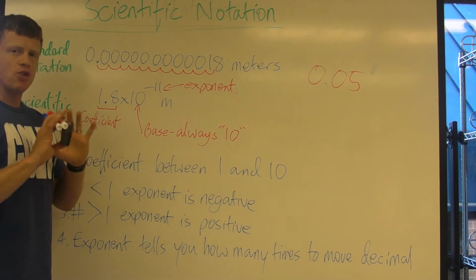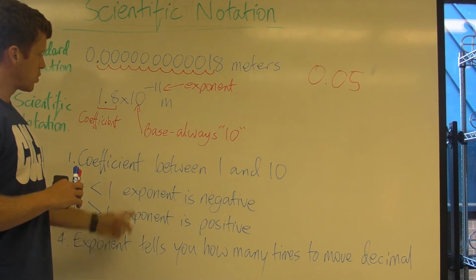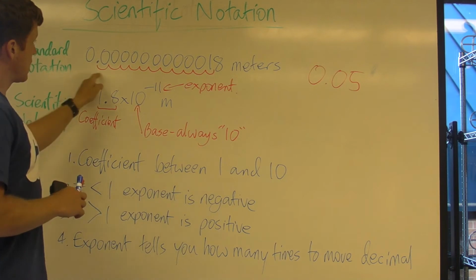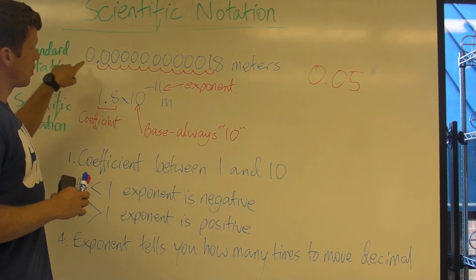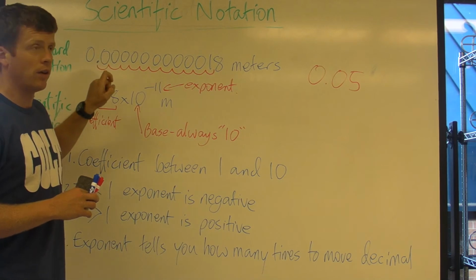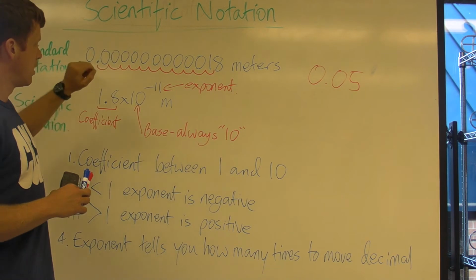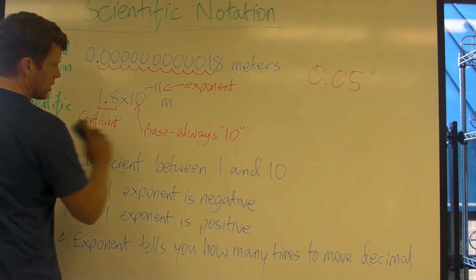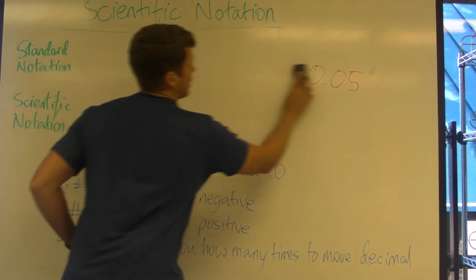But just a quick recap of the general rules or guidelines. The coefficient, or the number, has to be between 1 and 10, and you're going to move the decimal to get it in between 1 and 10. And in this case it was 1.8. The base is always 10. If the number starts with a 0, like this one, it's going to have a negative exponent. If it starts with another number, or a non-zero number, then it's going to be a positive exponent. The exponent tells you how many times to move it. So let's just erase this, and we'll try a different example.